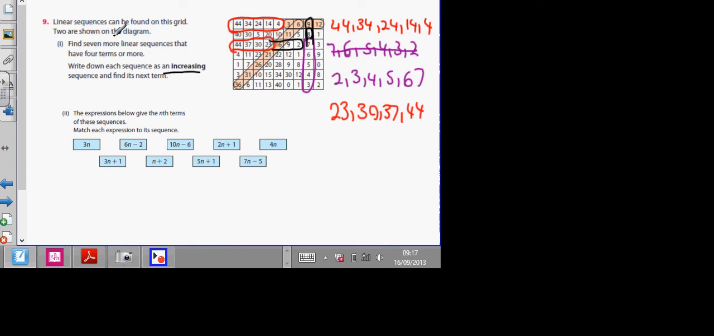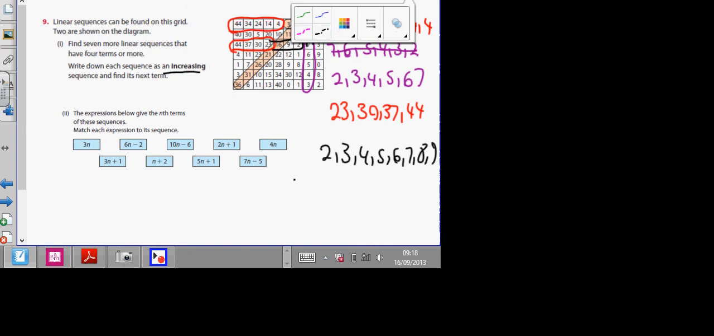Now, if you're looking for 7 more linear sequences, the question can be slightly ambiguous, as in maybe you could just continue it onwards. So it does 2, 3, 4, 5, 6, 7, 8, 9. Does that count as a different one from the one we just did? That's something the question doesn't include, so we don't know if it is or isn't a different answer. Okay.